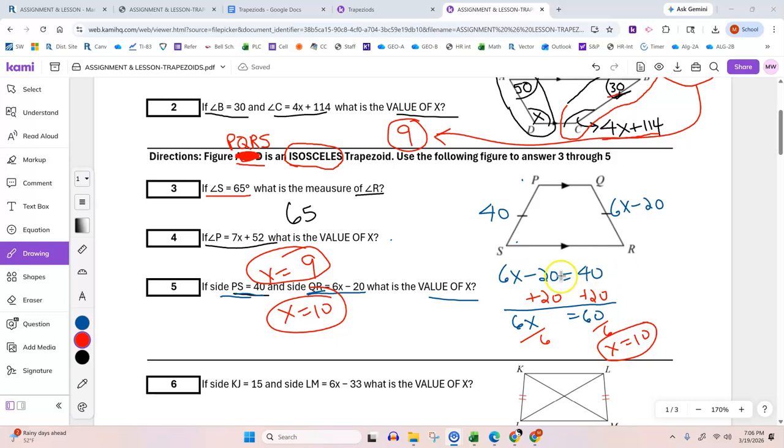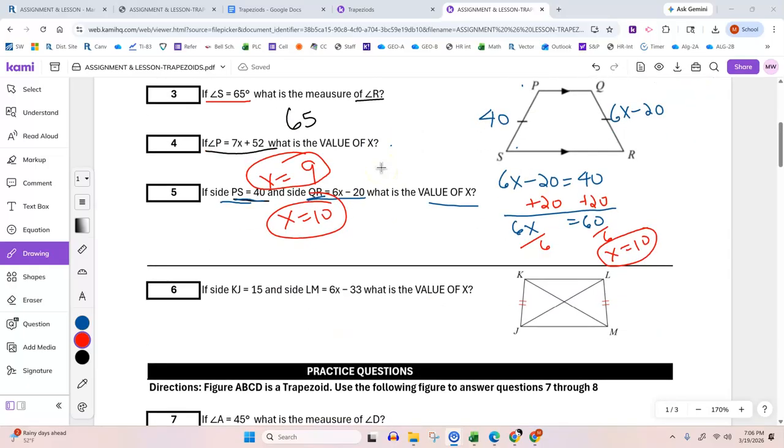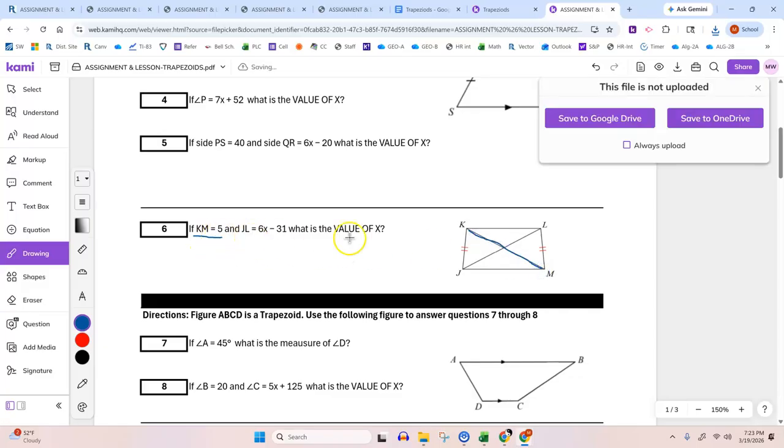Okay, so once we set up our equation, we had to add 20 to both sides. Remember, this is minus 20, so we have to add 20 to cancel this out, and then we divide by 6. Okay, so that's how you do the first 5. Now we can do number 6 as well. So we see that KM is 5. What's KM? Oh, KM is actually right here. Okay, so that's 5. And JL is 6x minus 31.